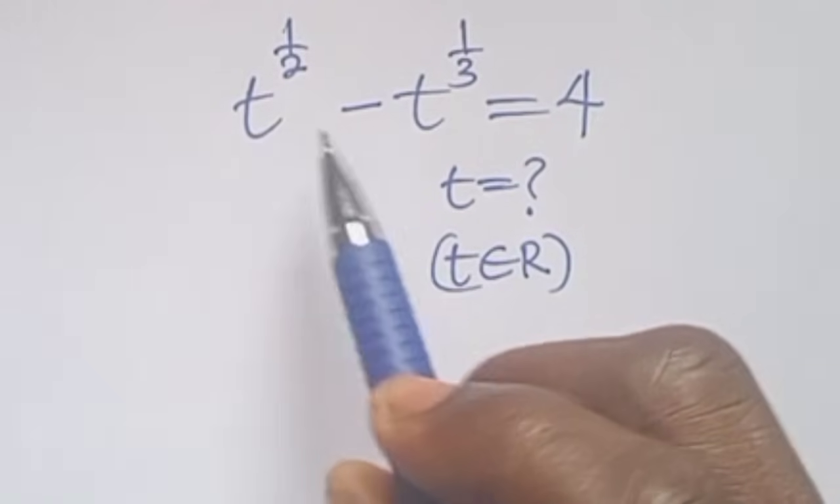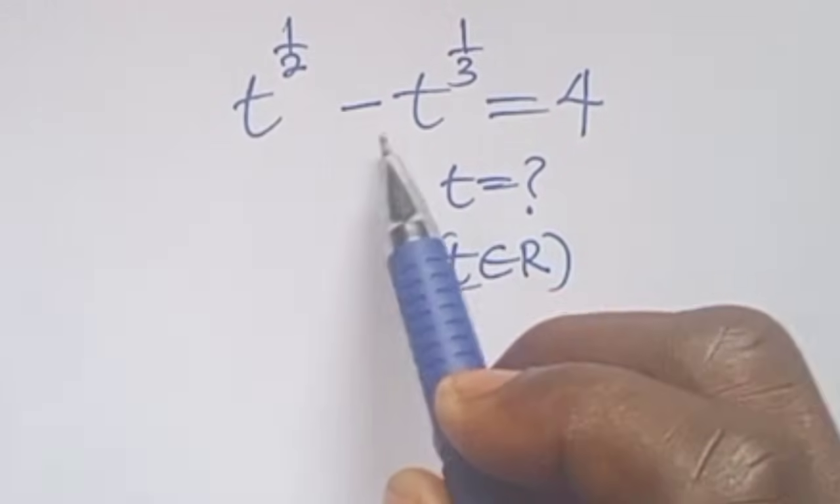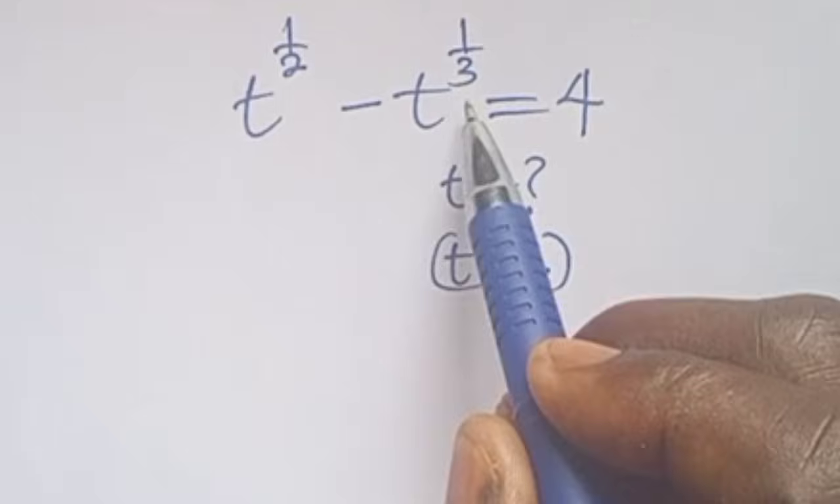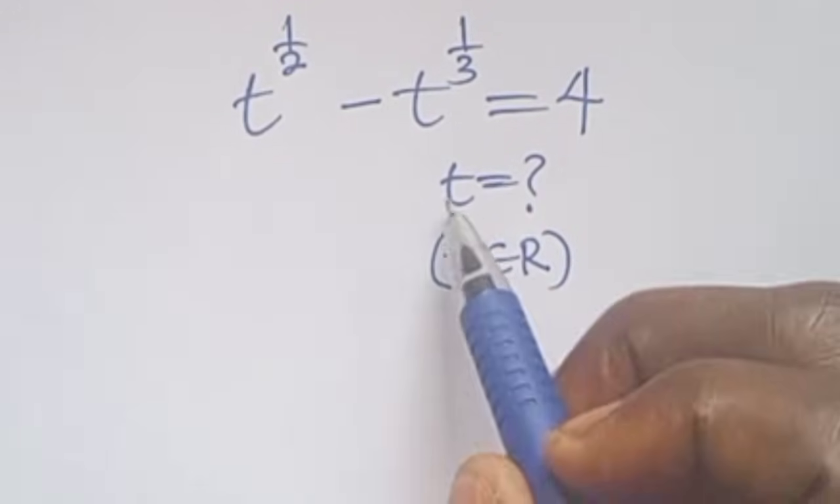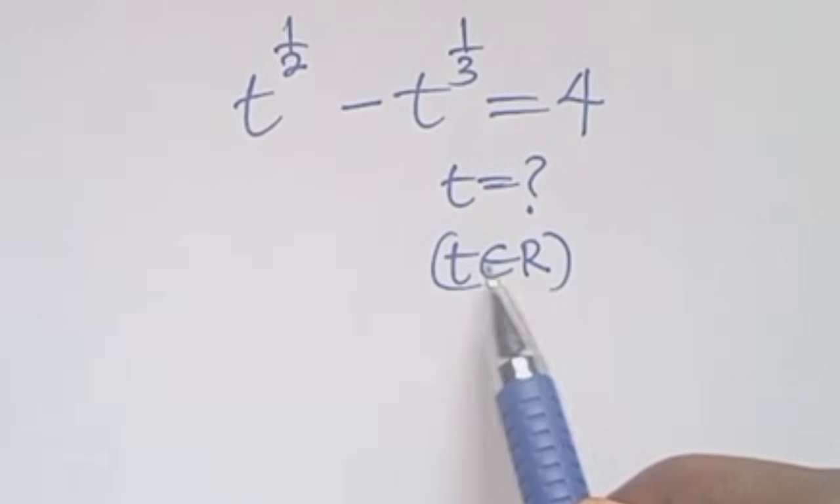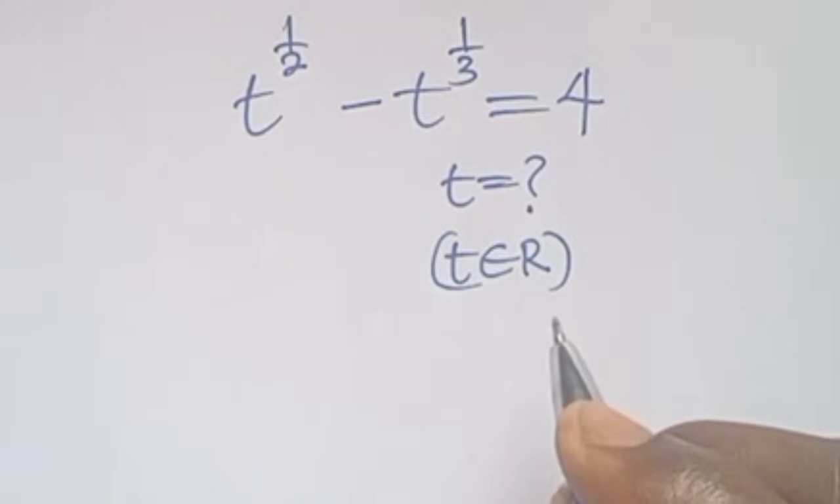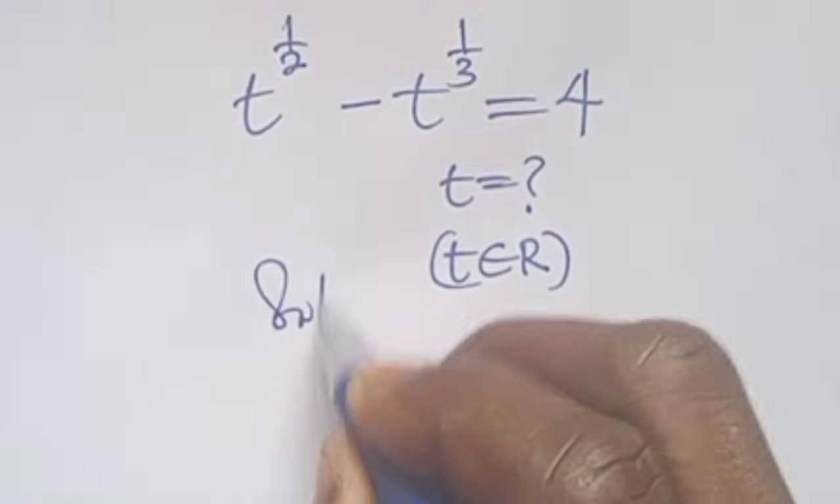Hello everyone, so today we have t to the power of 1 over 2 minus t to the power of 1 over 3, all equals to 4. And t is the unknown. T is an element of the real numbers. So if we're going to solve together, let's seek the solution.